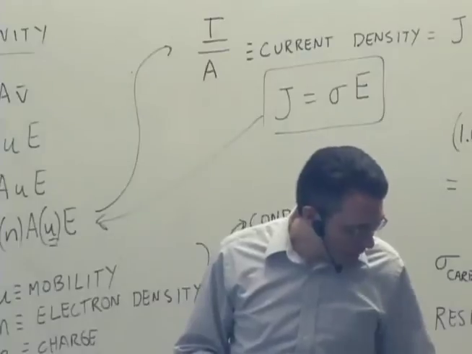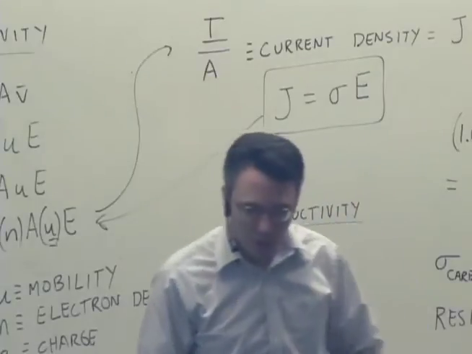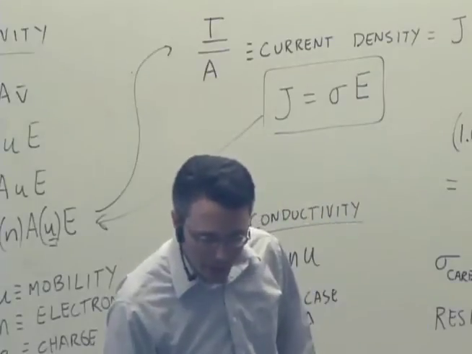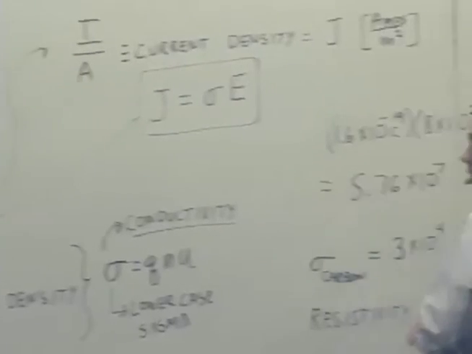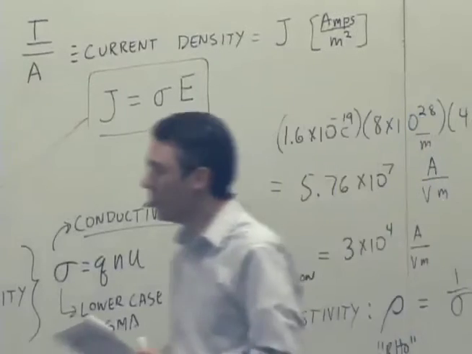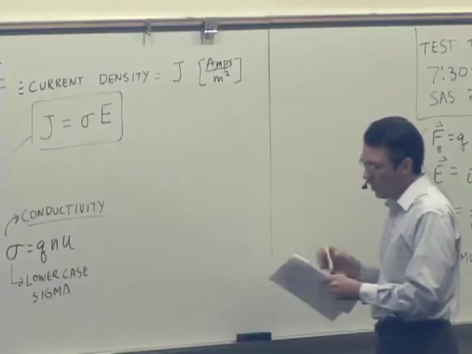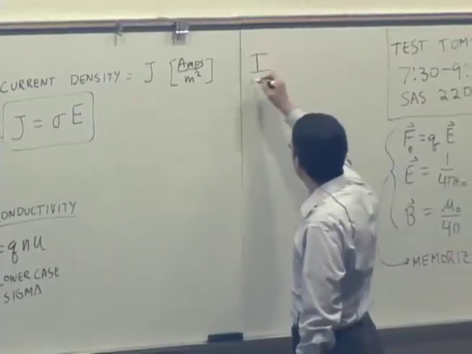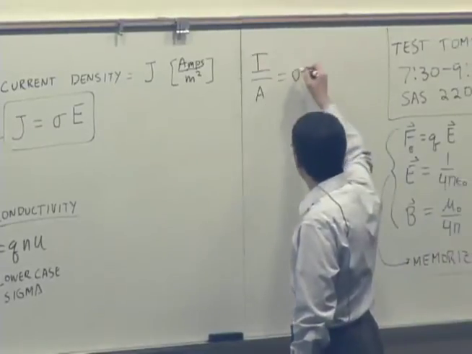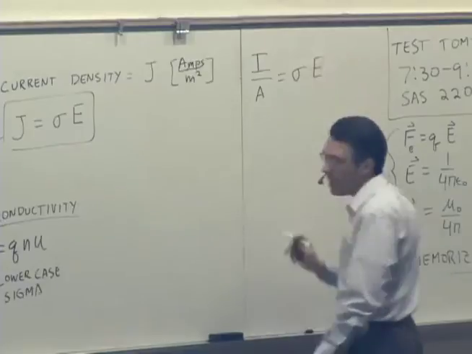Okay. Now I can introduce another quantity called resistance. We've got current per unit area equal to conductivity times electric field.